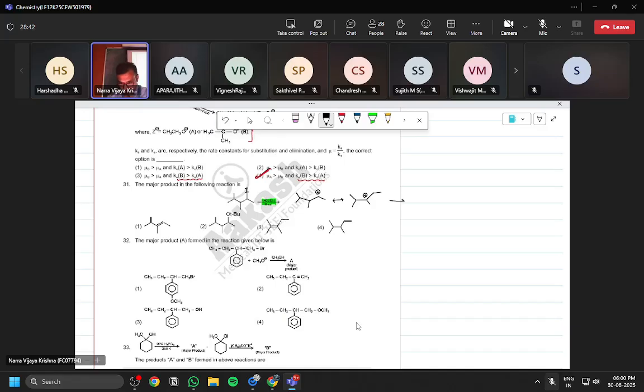So I may get a double bond here, plus another possibility to get a double bond here. These are the two possibilities, correct? This is a Hoffman product and this is a Saytzeff product. So which will be major generally? Base is bulky, man. Hoffman product is major. So answer should be option 1.